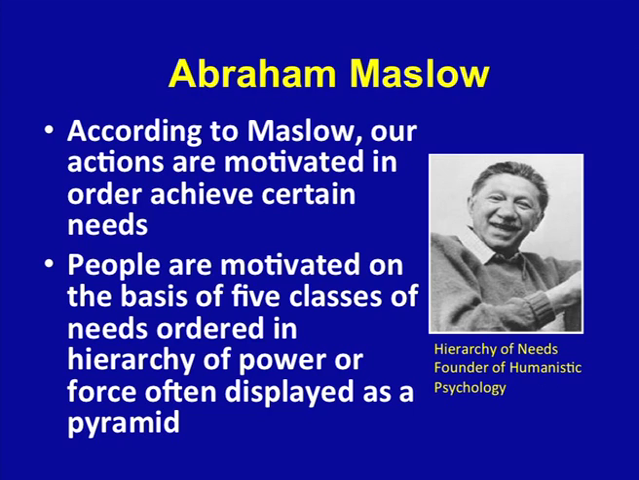Abraham Maslow, the full name of Maslow, says that all our actions are motivated in order to achieve certain needs of ours. Needs may vary from lower order needs to higher order needs, which we are going to see shortly. And people are motivated on the basis of 5 categories of needs according to him. He calls them 5 classes of needs, which are ordered in a hierarchical structure based upon their power and force, which is often displayed in the form of a pyramid.